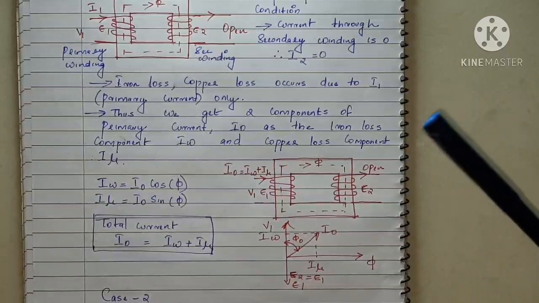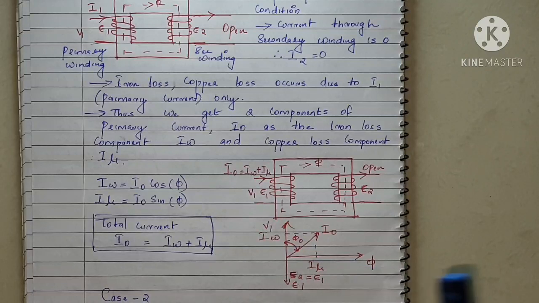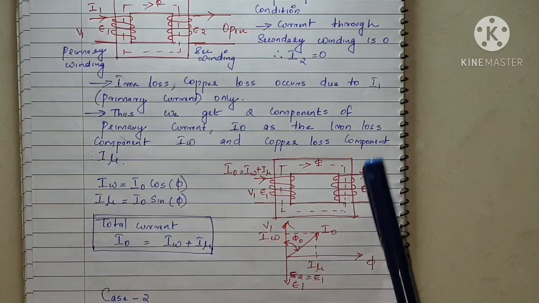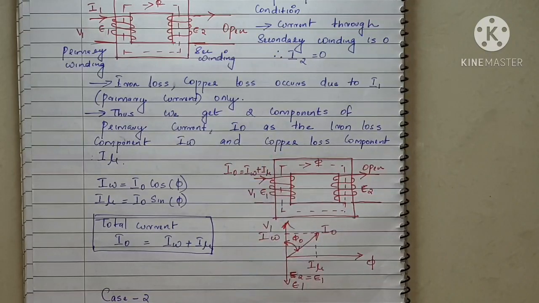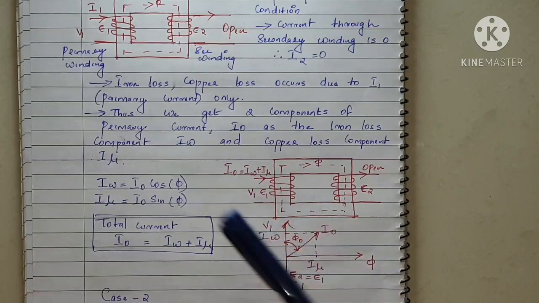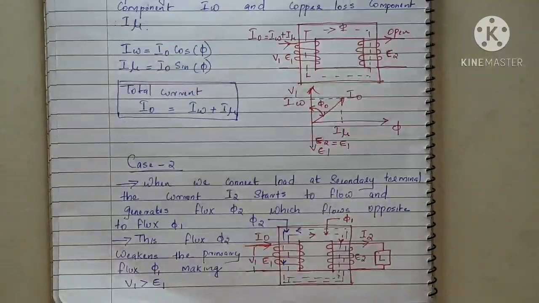Thus, the total current on the primary side can be denoted as I0, which will have two components. That is, iron loss component IW and magnetizing component I mu. IW, that is iron loss component, can be written as I0 cos phi, and I mu, which is on the x-axis, can be written as I0 sin phi. So, total current I0 can be written as IW plus I mu.